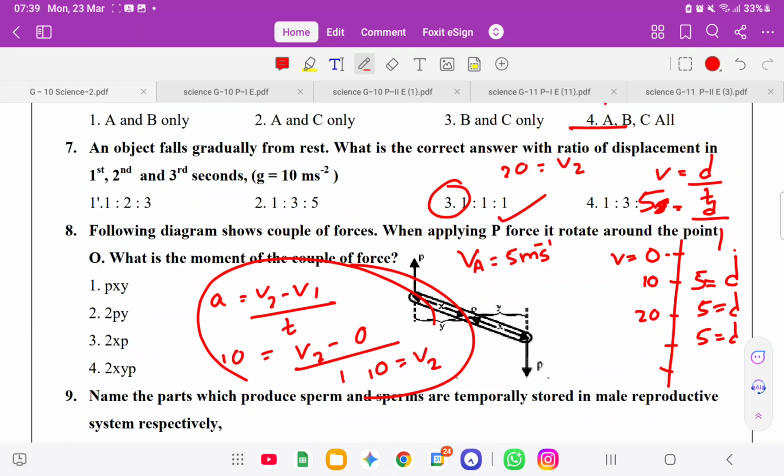Then the eighth one: the following diagram shows a couple of forces. When applying force P, it rotates around the point O. What is the moment of the couple of forces? The couple of forces has total distance 2y times P, so 2Py. The second one is the answer. This is not a moment, because for a moment we consider only one side, like Y into P or P into Y. Here we need both, so 2Py.